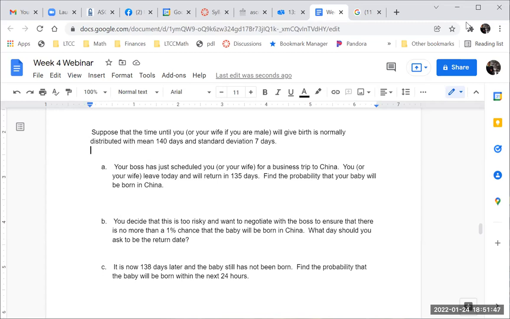All right, so suppose that the time until you or your wife, if you're male, give birth, is normally distributed with mean 140 days and standard deviation 7 days.